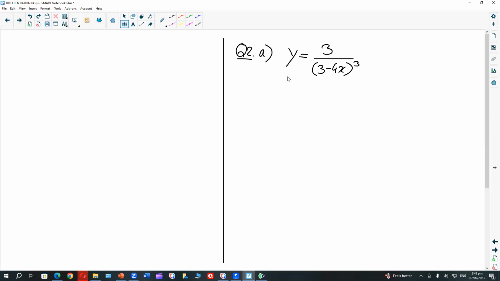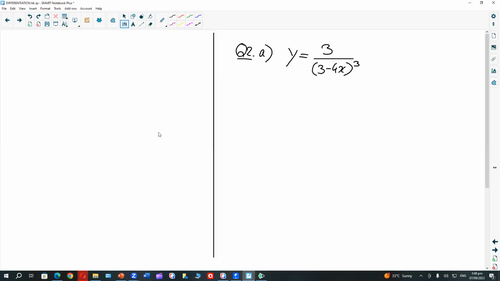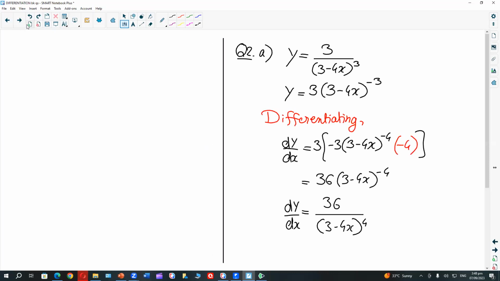When you come across a question like this, y is equal to 3 upon 3 minus 4x cube, how do you solve it? A function cannot be differentiated in the denominator. So what you will do, you will take it up and then you differentiate it. See the working and complete the solution.